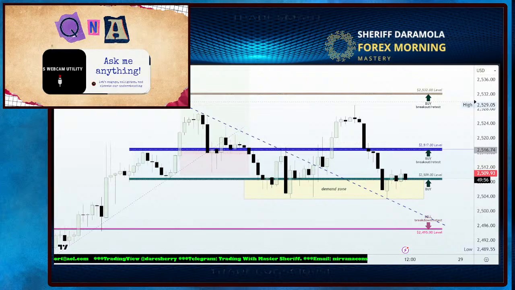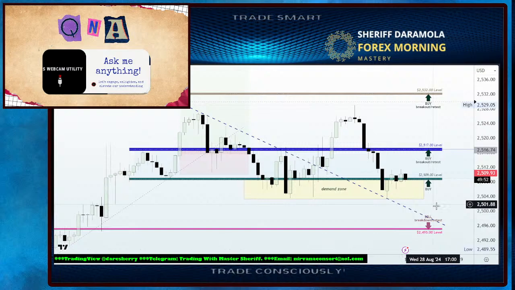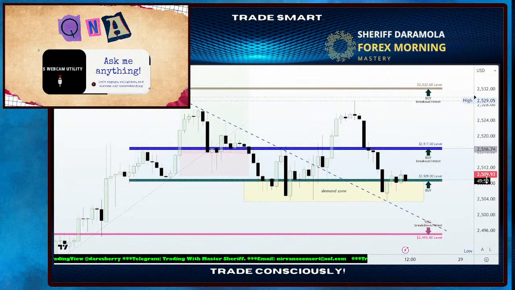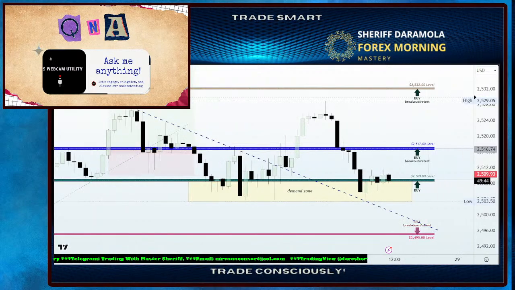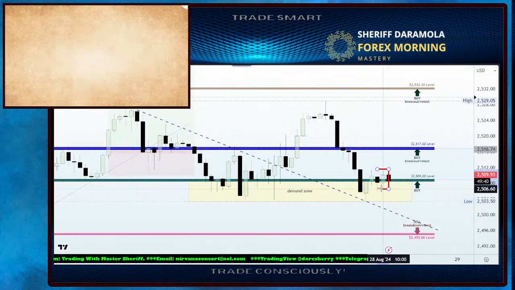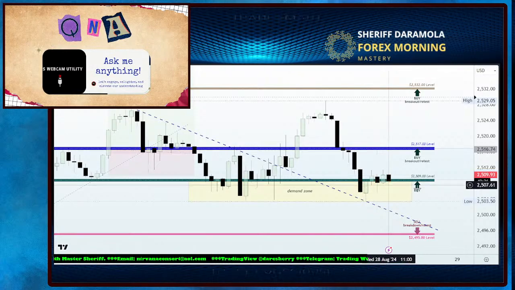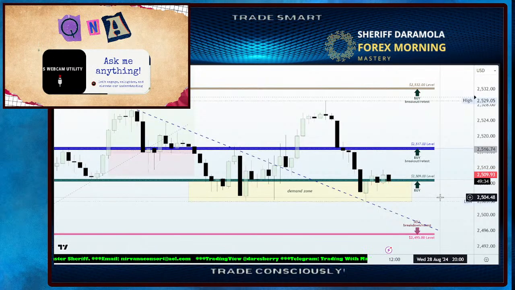Sahid says, please explain the last 1 hour candle which has broken out of the 2509. Is it a fake breakout or a genuine breakout? Okay, you're talking about this one right here, right? It being a fake breakout or true breakout at this juncture doesn't really matter.